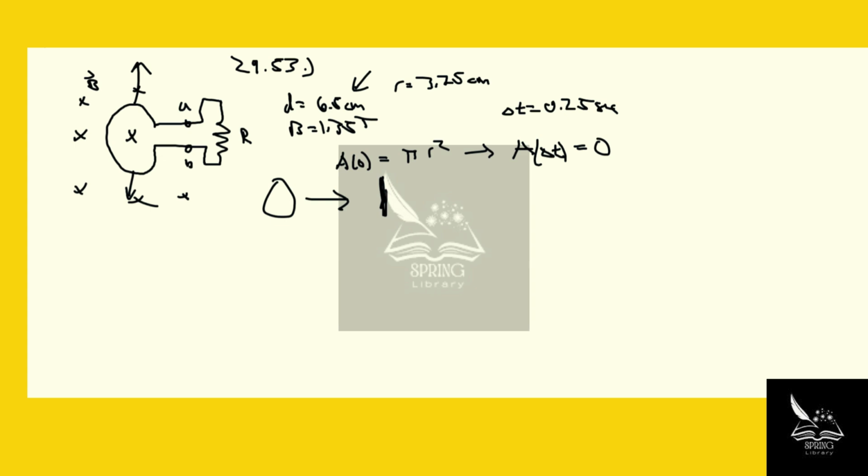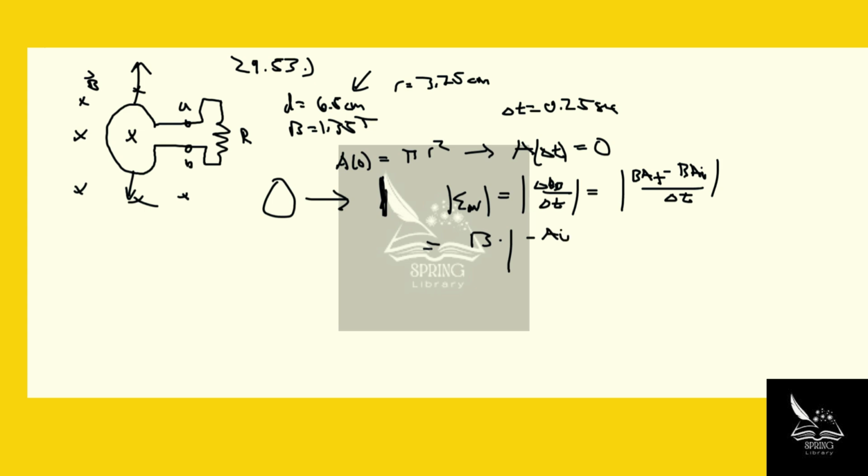So what we want to do now is figure out the average induced EMF, just the magnitude. This is given as the change in magnetic flux over the change in time, which is B A final minus B A initial over delta t. Since B is constant and only the area is changing, we can just plug this in. We have B times negative A initial, because A final is 0, over delta t.